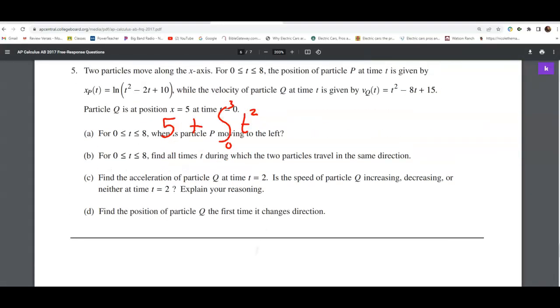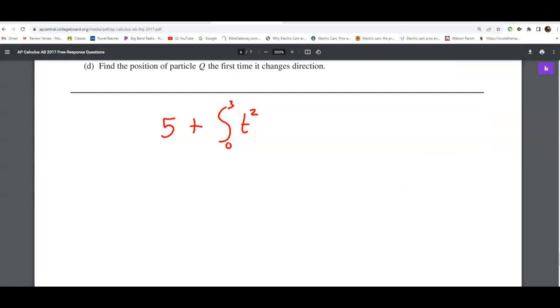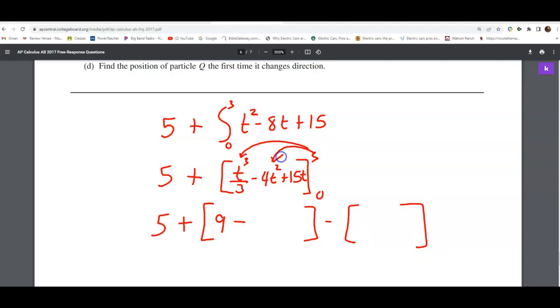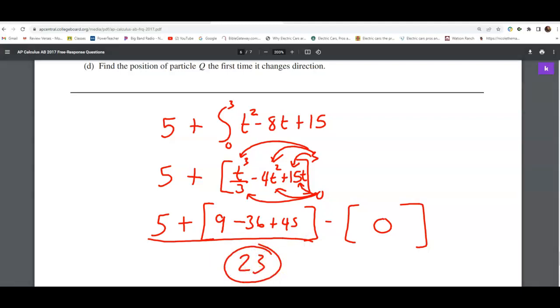It was t squared, I forgot what the equation was, minus 8t plus 15. Okay, so the 5 is going to stay the same, but we are going to integrate this function here. So if I plug in 3, I get 9 minus 36 plus 45. And then if I plug in 0, this whole thing just becomes 0, so we can ignore that. And then we can combine all these things together. That would all come out to be, I think, 23, if I'm not mistaken. All right, so there's our position.